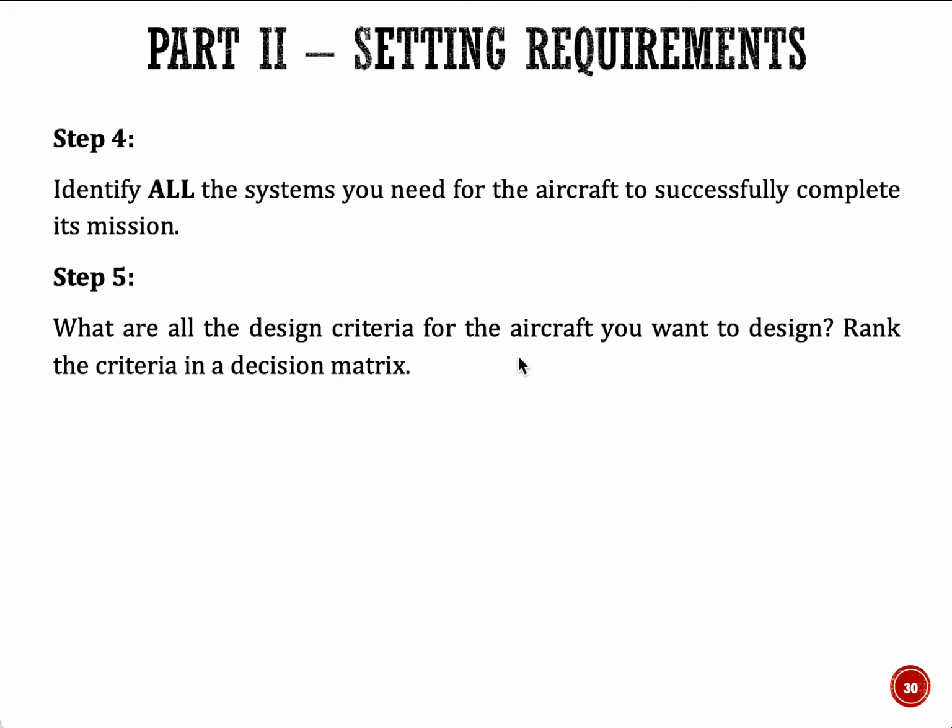And step five, the design criteria for the aircraft. So what are all the design criteria for the aircraft you want to design? Rank the criteria in a decision matrix, right? If you are designing commercial, stability may be an important factor. If you're designing a fighter, something else may be an important factor. So you really have to identify what is important to you, and you have to rank the factors in a decision matrix, and you will use that in your design as well.